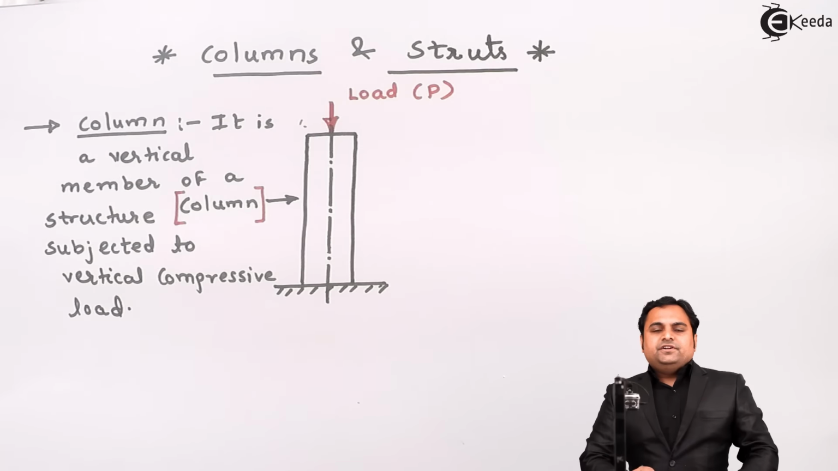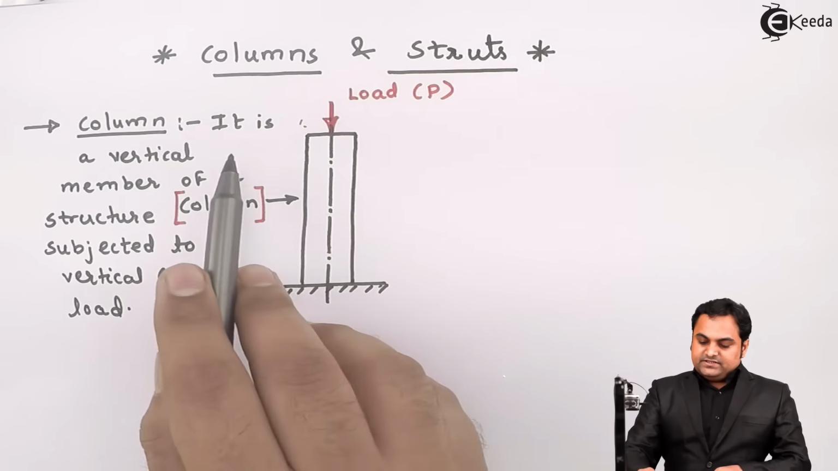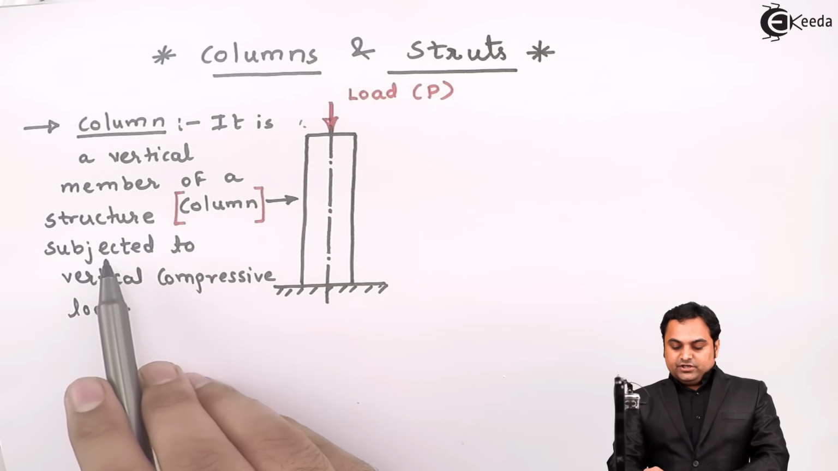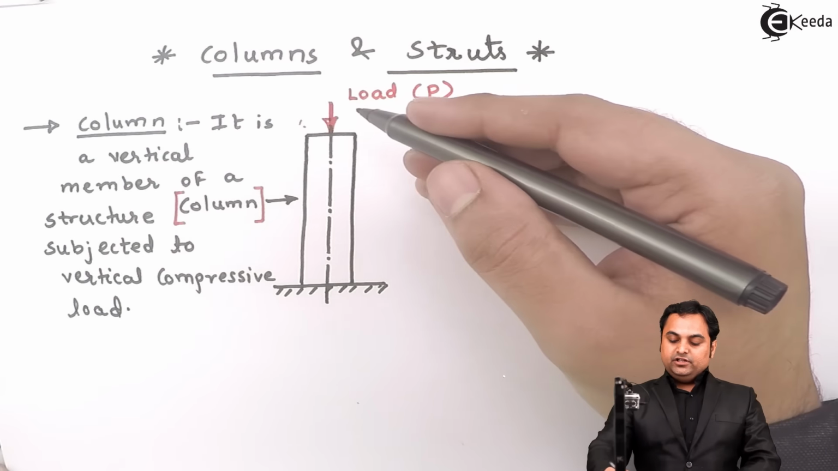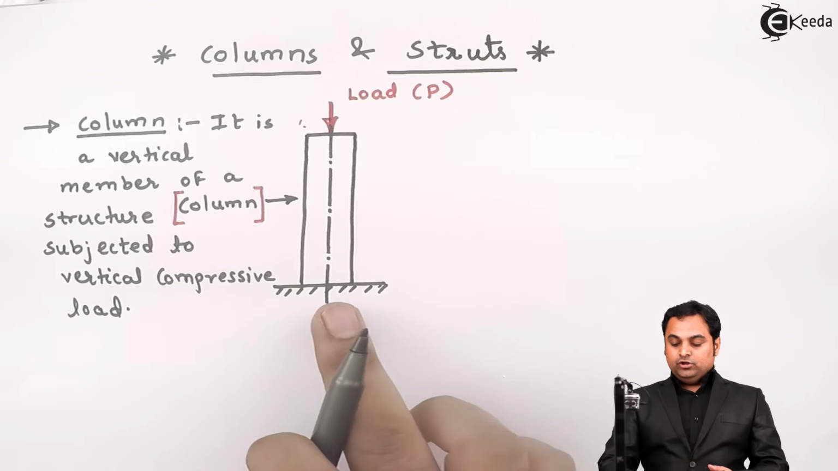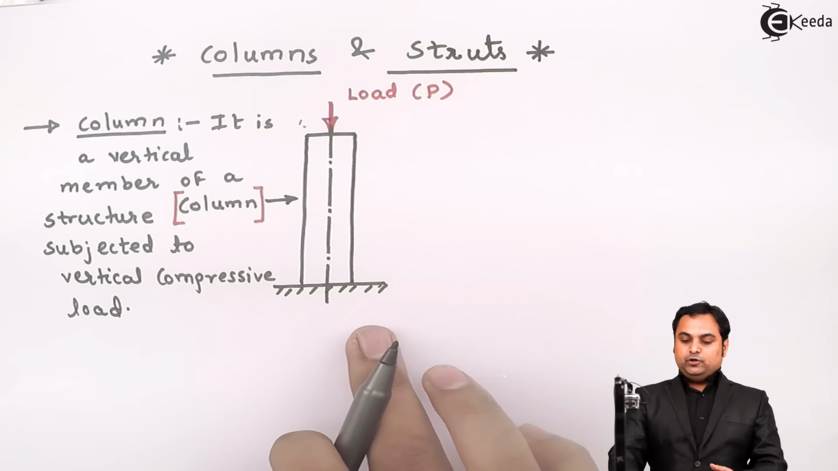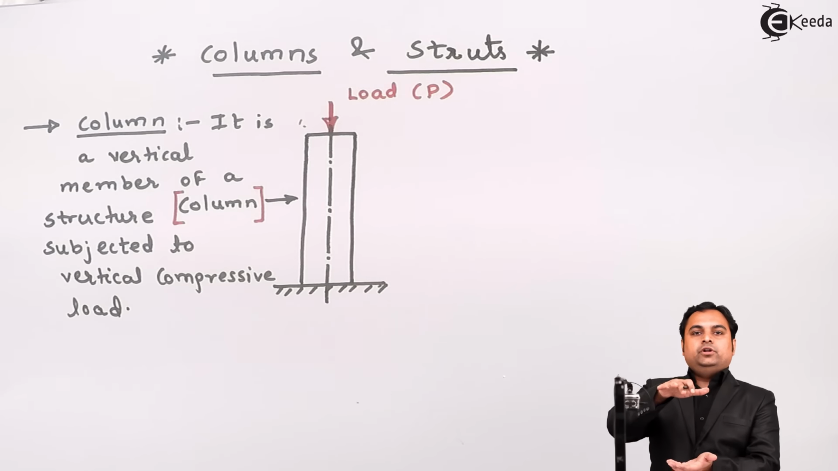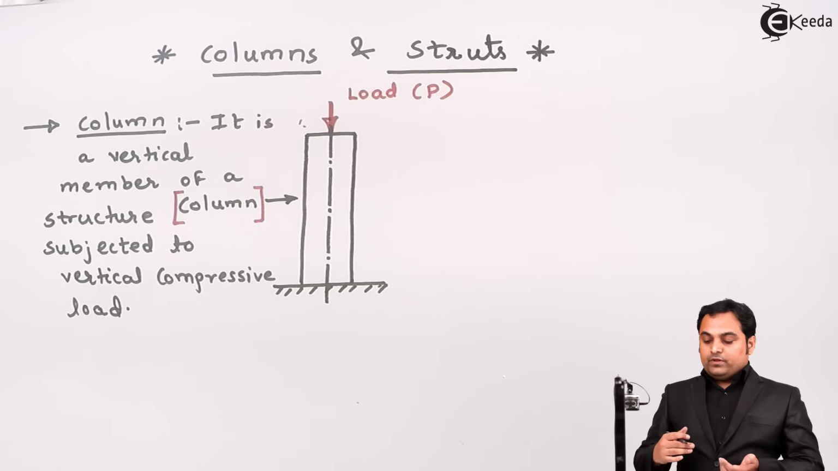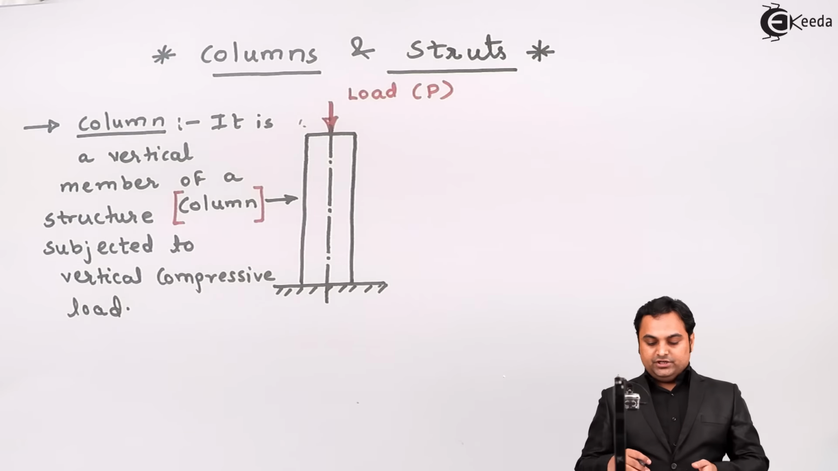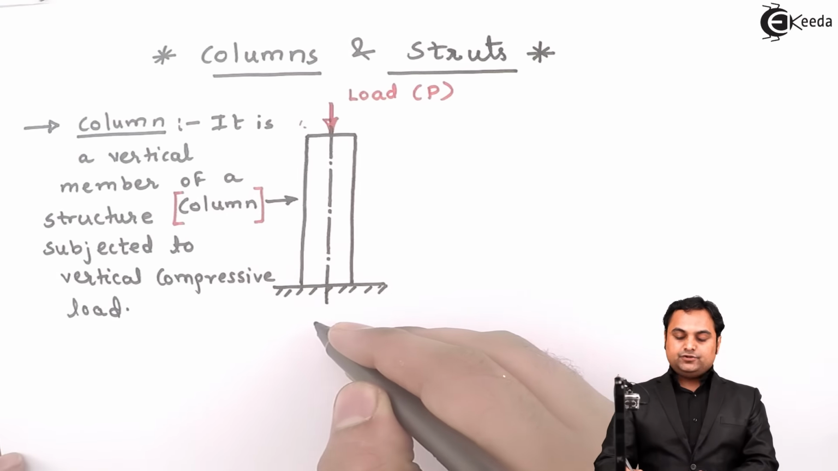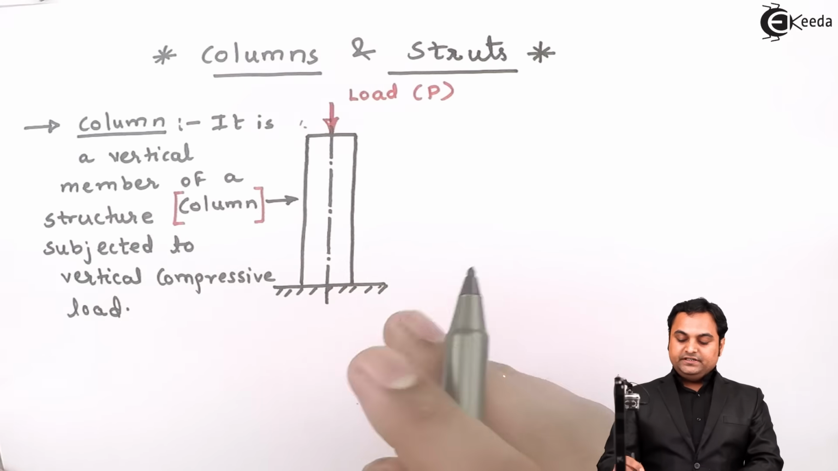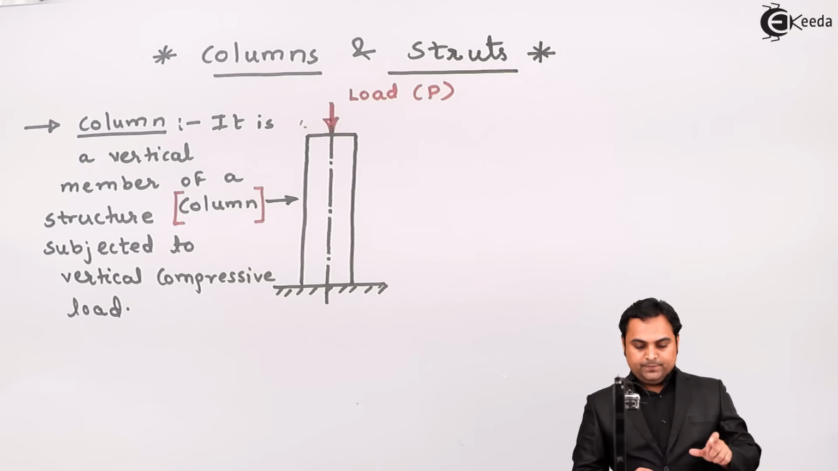So here I have written the definition of column, that it is a vertical member of a structure subjected to vertical compressive load. Here if we see, the load is acting in the downward direction, and the column is fixed to the ground at the bottom, so there is compressive load acting on the column. And suppose I am assuming that the load is passing through the axis of the column, and that will result in the compression of this column.